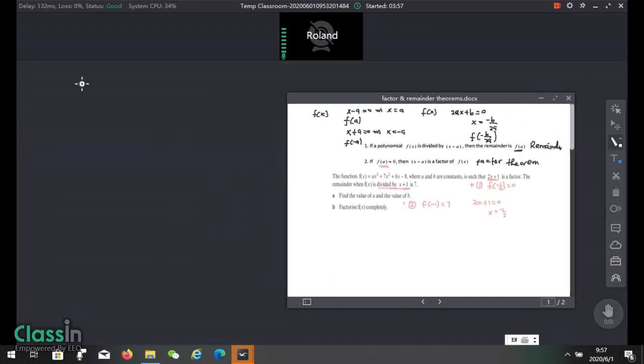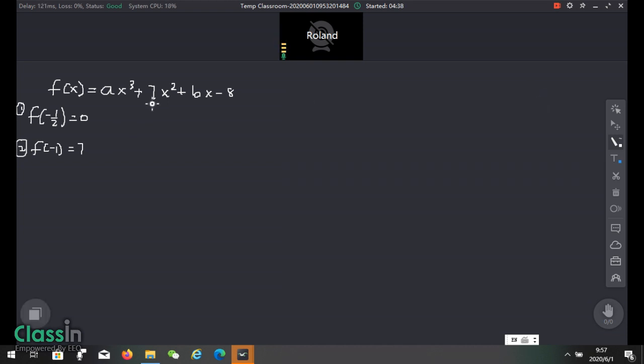We said f of x equals ax cubed plus 7x squared plus bx minus 8. It's such that 2x plus 1 is a factor, so f of negative 1 over 2 equals 0. That must give us one equation. The second statement says that the remainder when f of x is divided by x plus 1 is 7. That means f of negative 1 is 7. So let's use this to find the values of a and b.